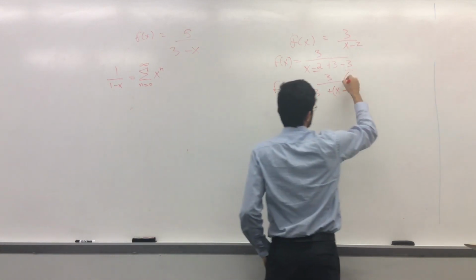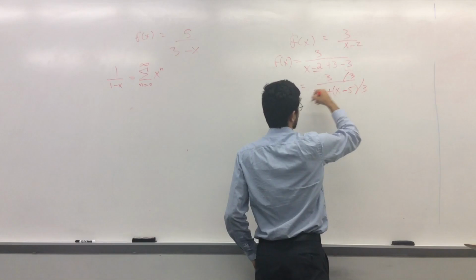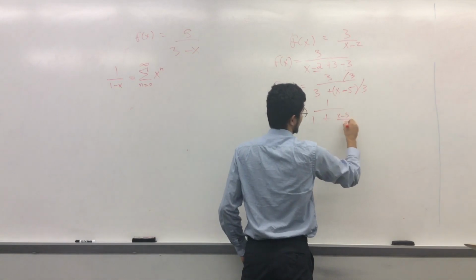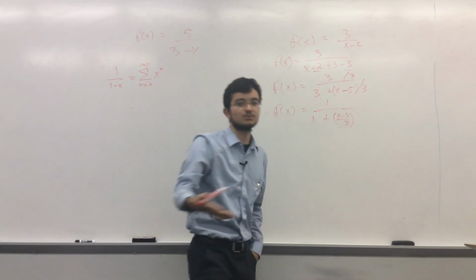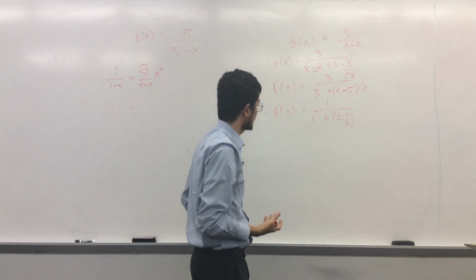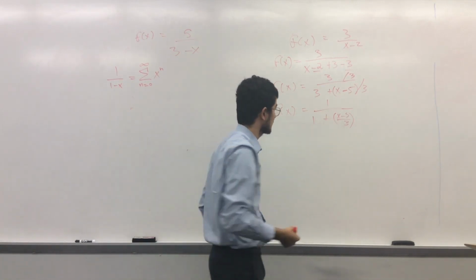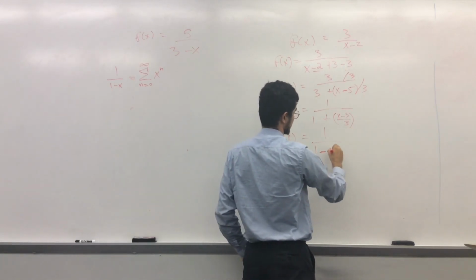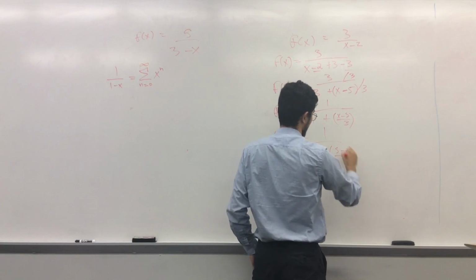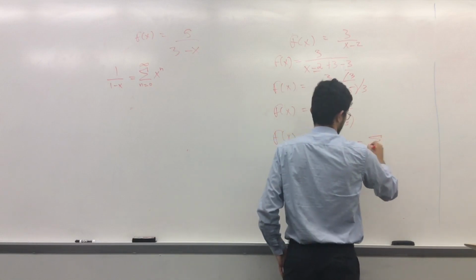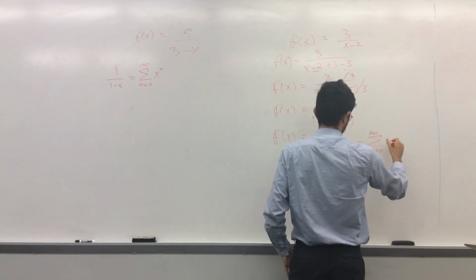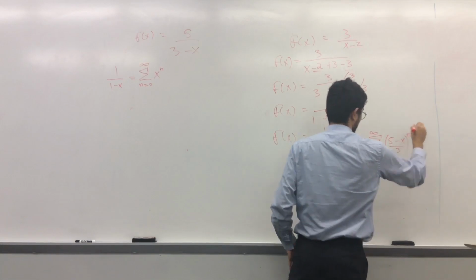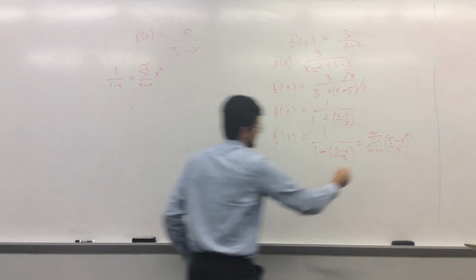Let's divide by 3 on both sides, the entire expression. So we have f of x equals 1 over 1 plus x minus 5 over 3. And this essentially is in the form of 1 over 1 plus something. Well, not really. We want 1 over 1 minus something. So let's take out a negative. So we have f of x equals 1 over 1 minus 5 minus x over 3. So essentially that's the series from n equals 0 to infinity of 5 minus x over 3 to the power of n. Okay, so that's it for this one.